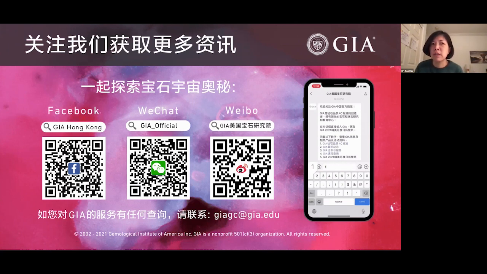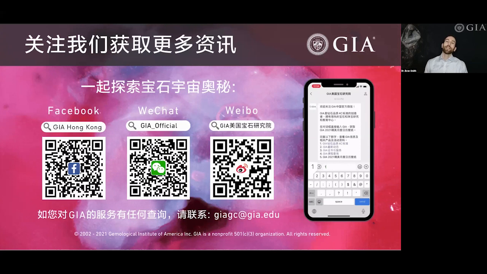He never seen any origin report for that. Yeah, I think the origin report is still taking hold. It's not something that's in widespread use just yet. Again, it requires the rough to be submitted to GIA first.